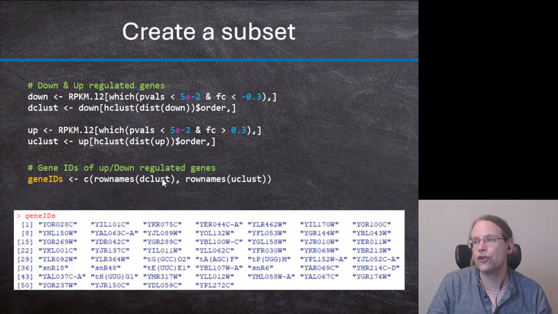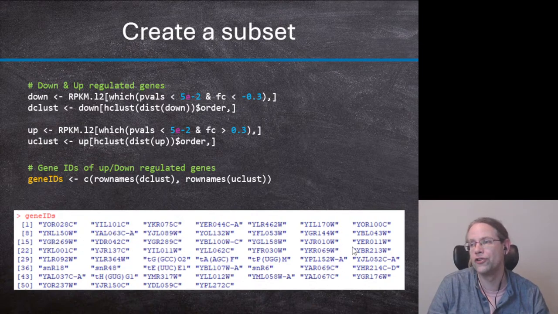And then what I'm going to do is I'm just going to take the gene IDs. So I'm going to take the row names of the downwards cluster and the row names of the upwards cluster, and those are my gene IDs. So this is the ordering in which I'm going to plot them. So these are then the gene IDs of the genes which are adhering to being significantly down and having a fold change larger than 0.3. So in total, there's like 53 genes which are significantly different and have a large fold change.